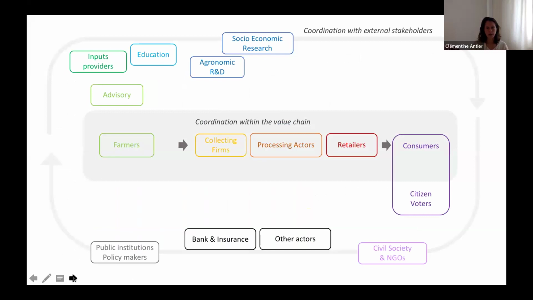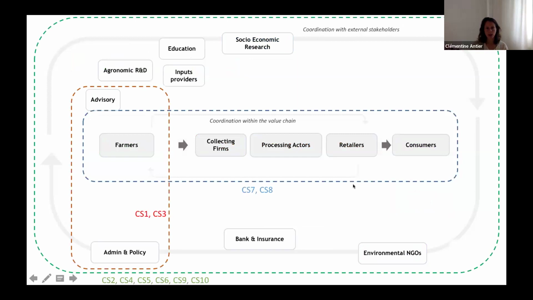So I drafted a generic food system map here. In the middle you have a classical simplified value chain with farmers and then collecting and processing and retailers and consumers, and around you have all the actors that are in the landscape. So public institutions, input providers, the same categories that I presented before. And this is just a generic map on which I want to show you where the case studies are located.